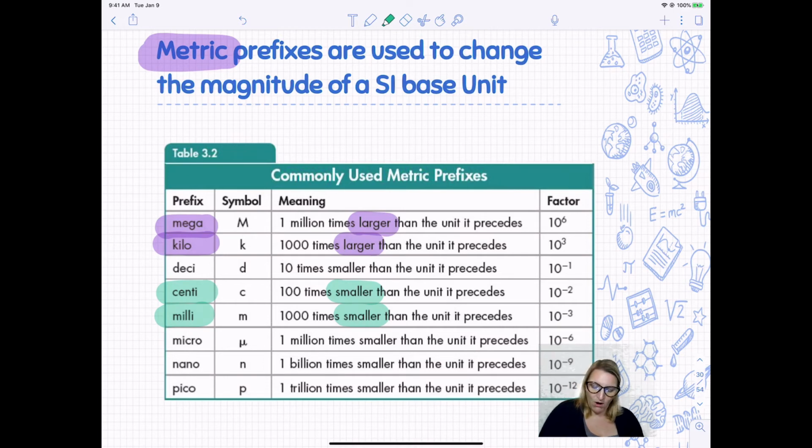Okay? You are also going to need to know micro and nano for this class, because we're going to be talking about things that are very small. So we're going to need to know those too.